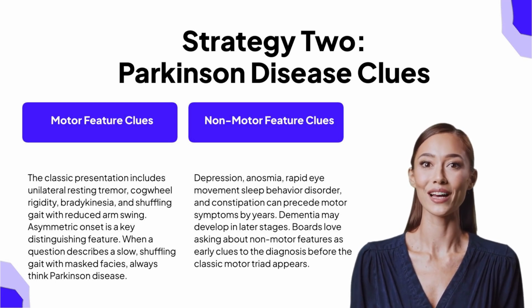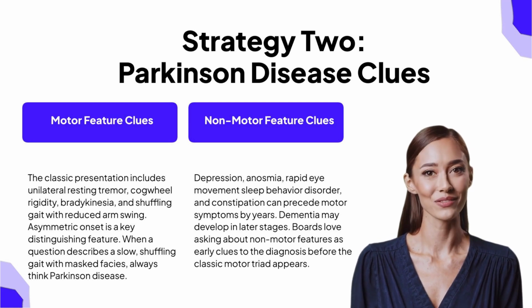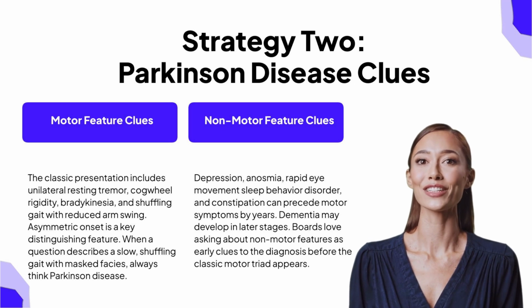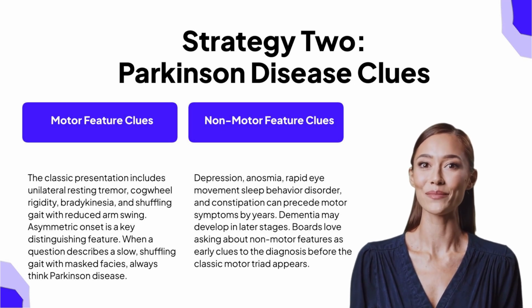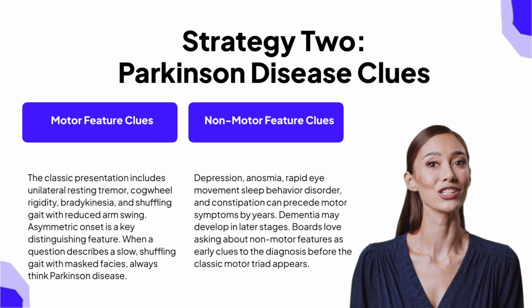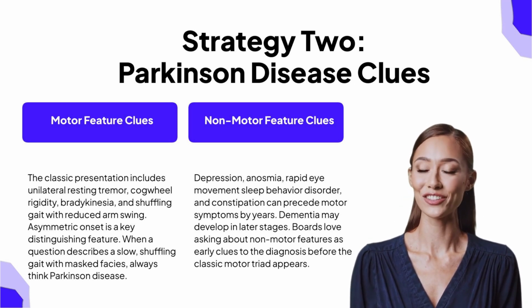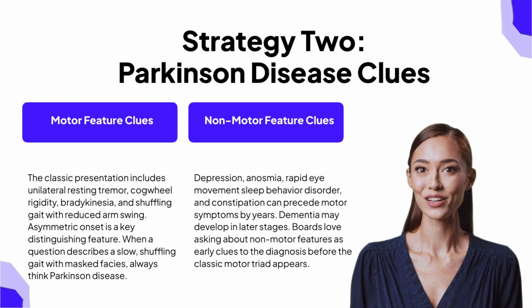On the non-motor side, depression, anosmia, rapid eye movement sleep behavior disorder, and constipation can precede motor symptoms by years. Dementia may develop in later stages. The boards love asking about non-motor features as early clues to the diagnosis before the classic motor triad appears. Keep these non-motor features in your back pocket for tricky questions.